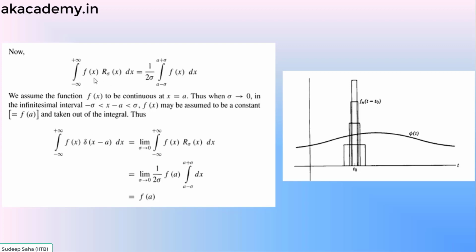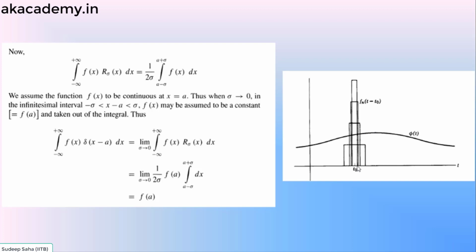that f of x multiplied by r sigma x dx from minus infinity to plus infinity. So again 1 over 2 sigma is out of the integral, a minus sigma to a plus sigma f of x dx. Now let's see that if sigma tends to 0, I said that this function will be a spike. So we can say that at this point, within this small region, a minus sigma and a plus sigma, within this small region the value of this function is essentially constant.